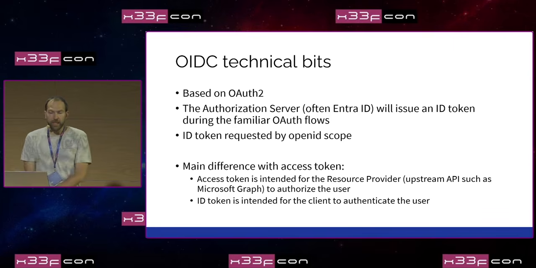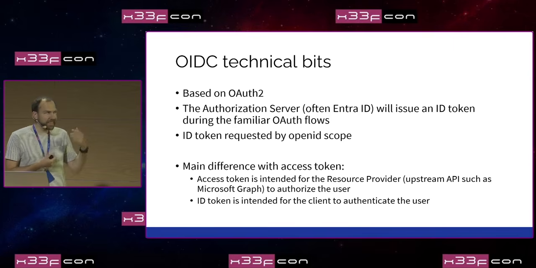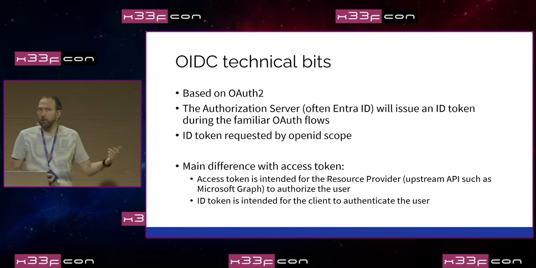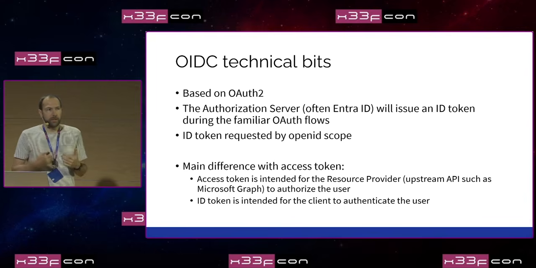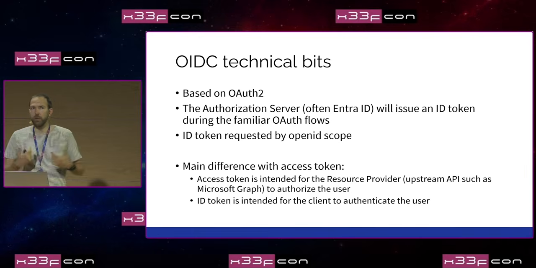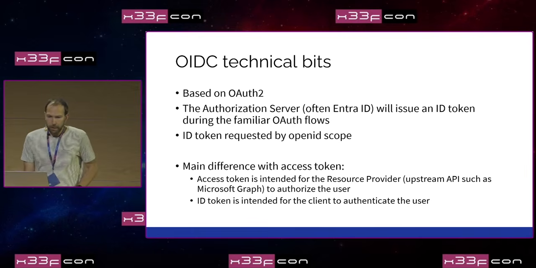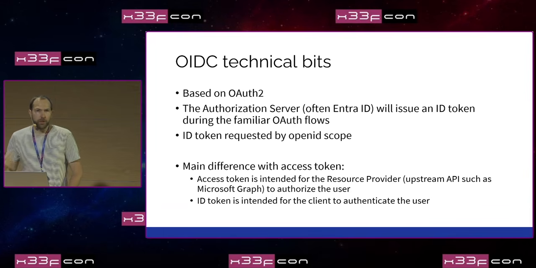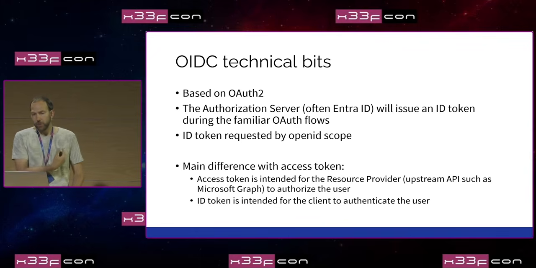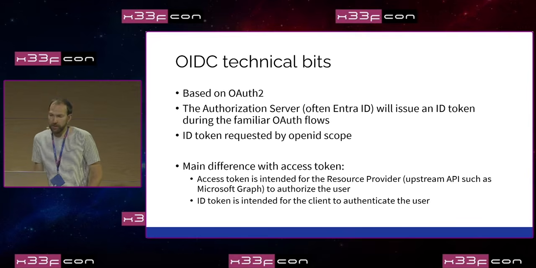And basically the difference between ID tokens and access tokens is that access tokens are intended for a resource provider, like an API, so you can send access tokens to Graph, you can send them to the Outlook API, Exchange API, these kind of things. And ID tokens are intended to authenticate the user towards the client, so that the client or the application that you're using actually knows who you are. So that's basically how you use it during single sign-on. However, there's also quite a few protocols that use these OpenID Connect flows basically to perform different kinds of authentications.